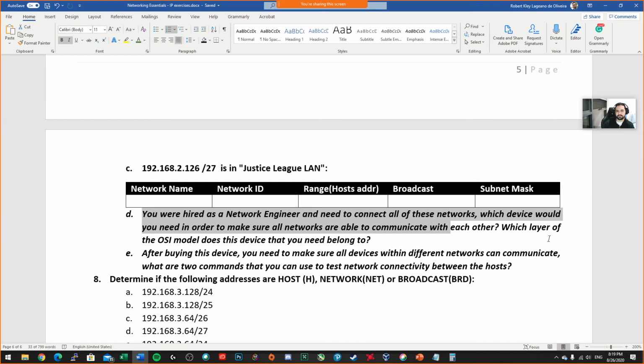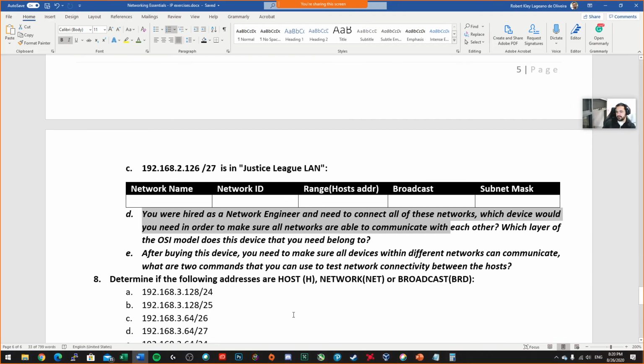A router. A router, why? And level 3, yes, Christopher, you got it. And why? Because that's what connects all local area networks to reach each other and to the outside world. Because they are different networks. Different networks, yes. And the device responsible to forward packets between different networks is the router.